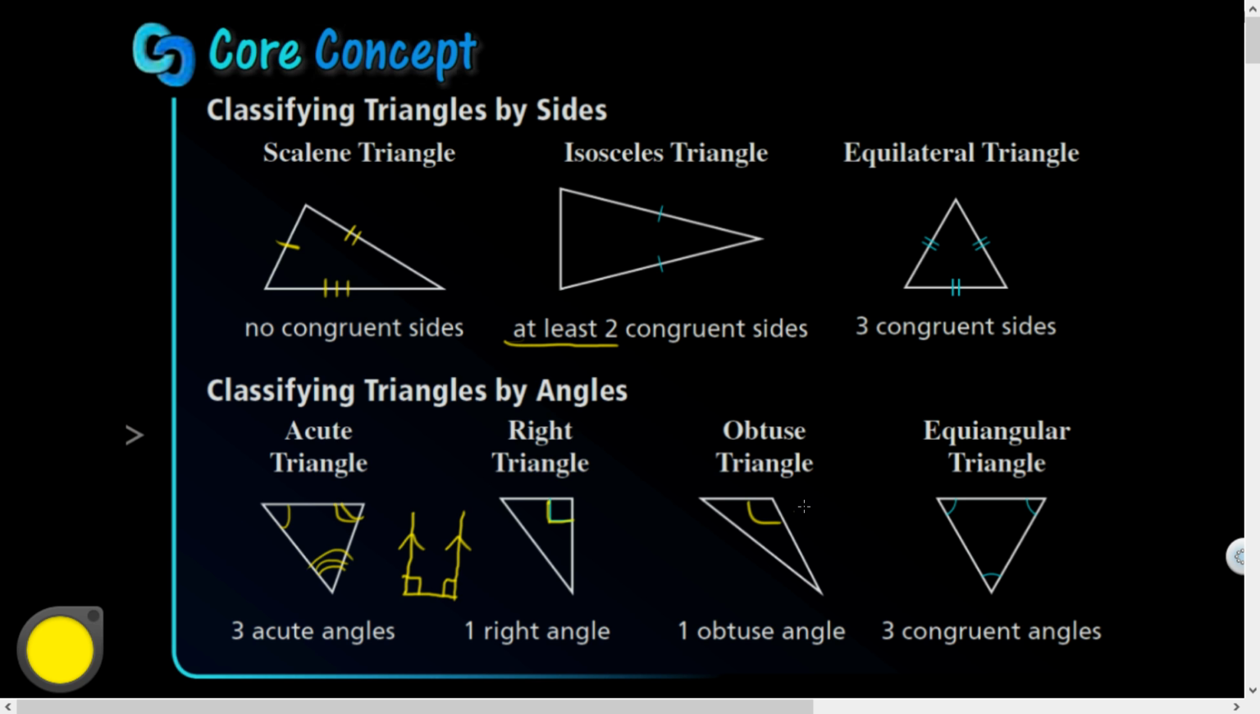Obtuse triangle, this angle would be, if I call it angle X, X would be between 90 and 180, okay? And I can only have at most one obtuse angle in a triangle, all right? And then an equiangular triangle has all 3 angles congruent. And we will be able to know the exact measure in degrees of those 3 angles. There's only one situation in which those angle measures could be like that. Only one. So here's a little problem.